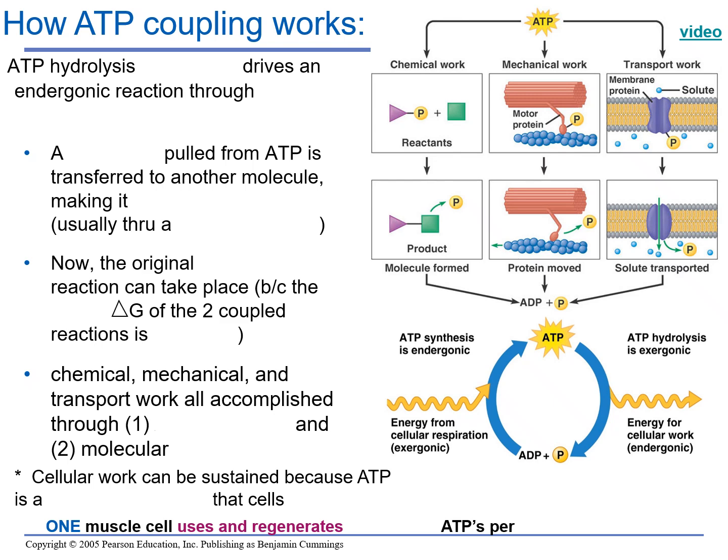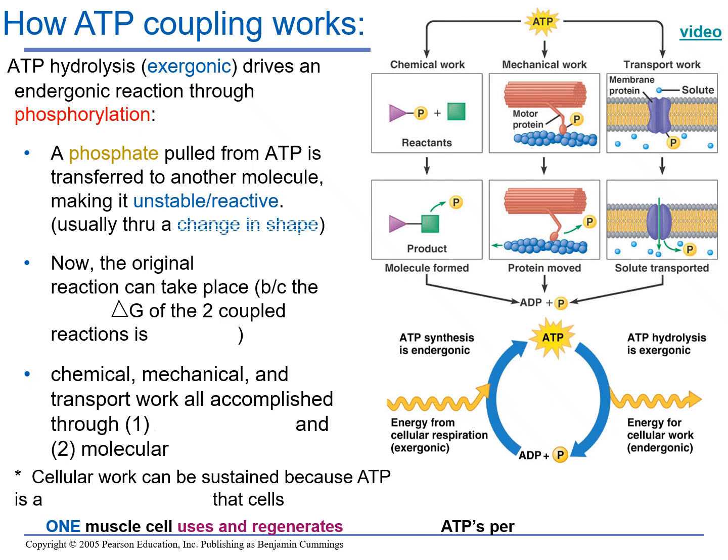So now let's look at how ATP coupling works. ATP hydrolysis is an exergonic reaction that drives an endergonic reaction through phosphorylation. Phosphorylation is when things change shape. So a phosphate is pulled from ATP and is transferred to another molecule, making it unstable or reactive. And this is usually done through a change in shape.